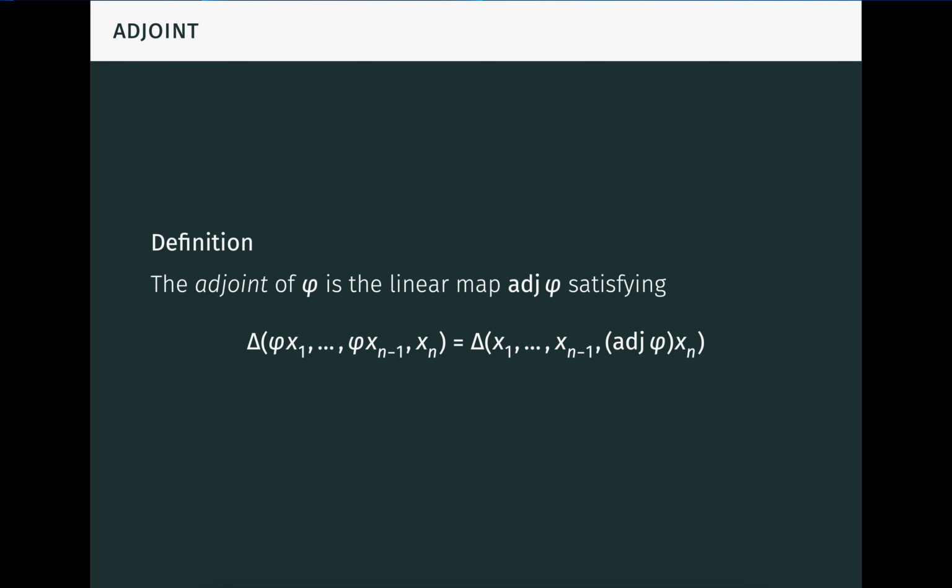The classical adjoint of phi, sometimes also called the adjugate or the adjunct, is the linear map adj phi satisfying the equation seen here for all vectors x1 to xn. Notice how the n-1 phi's on the left-hand side of the equation become the single adj phi on the right-hand side. This property uniquely characterizes the adjoint. We take a moment to recall how we arrived at this definition.